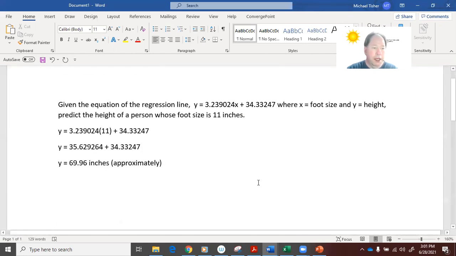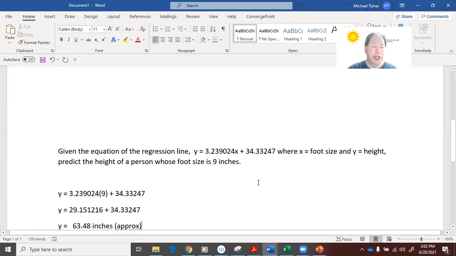And that's less than the 69.96 inches. So a smaller foot size definitely does mean a smaller predicted height. We went from a foot size of 11 inches and a predicted height of 69.96 inches to a foot size of 9 inches and an approximate height of 63.48 inches. Cool. Now let's do one more example.